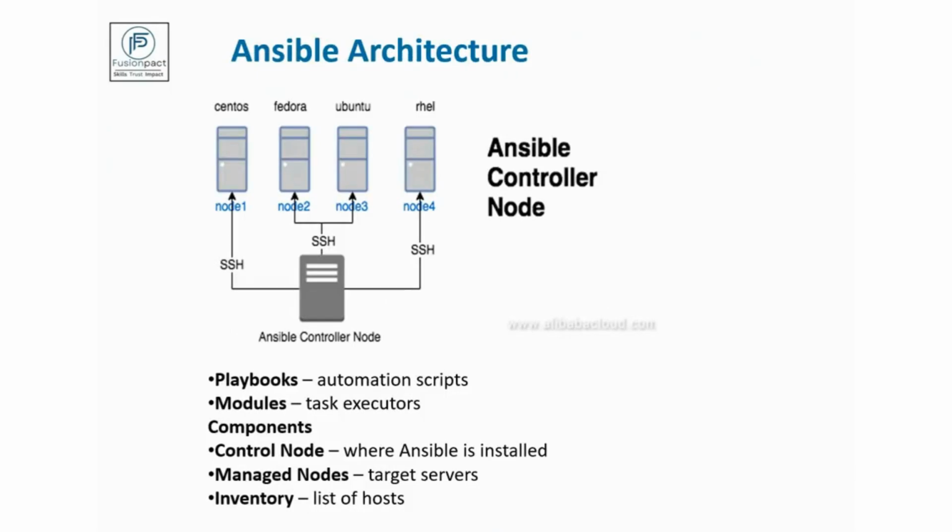Architecture of Ansible. Ansible follows a simple architecture. The control node is where Ansible is installed. Managed nodes are the target servers. The inventory contains the list of servers. Playbooks define what tasks to run, and modules perform the actual work.